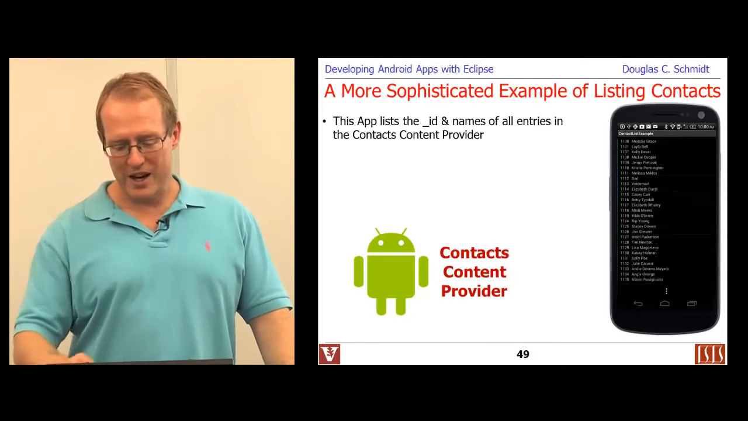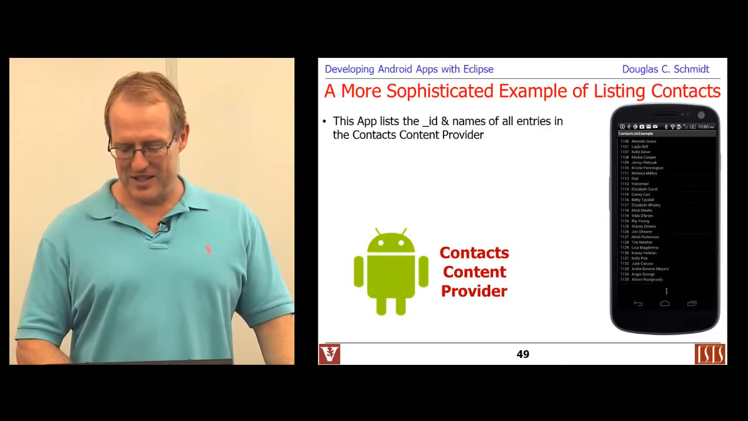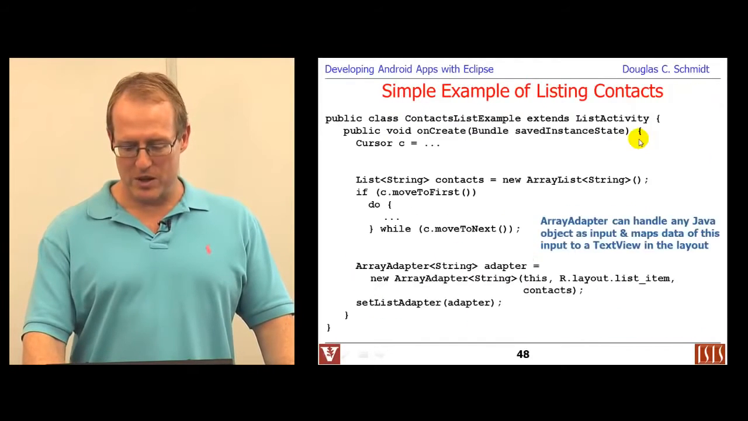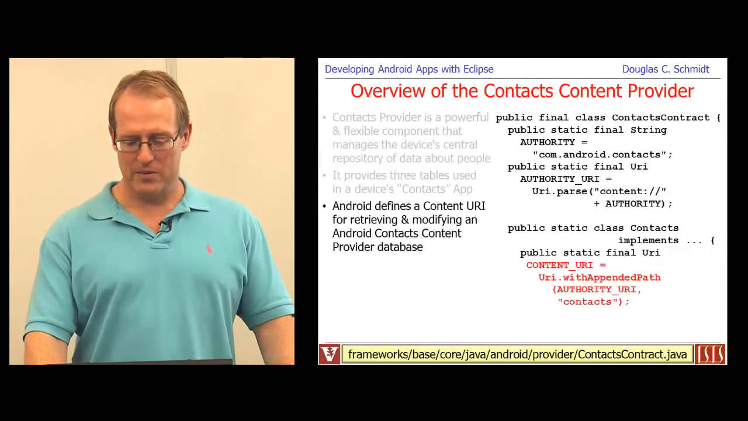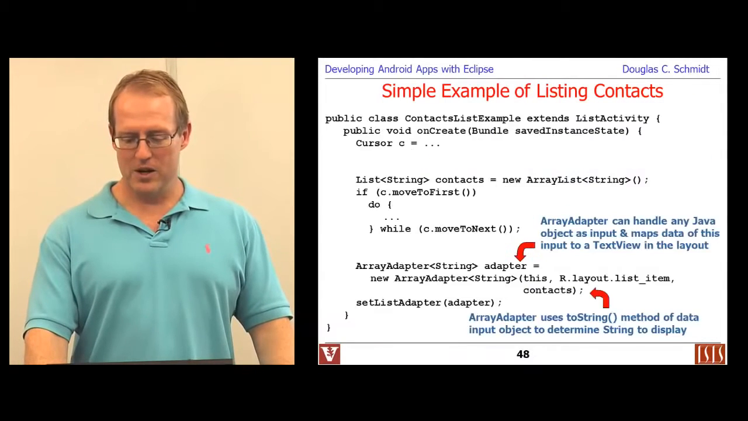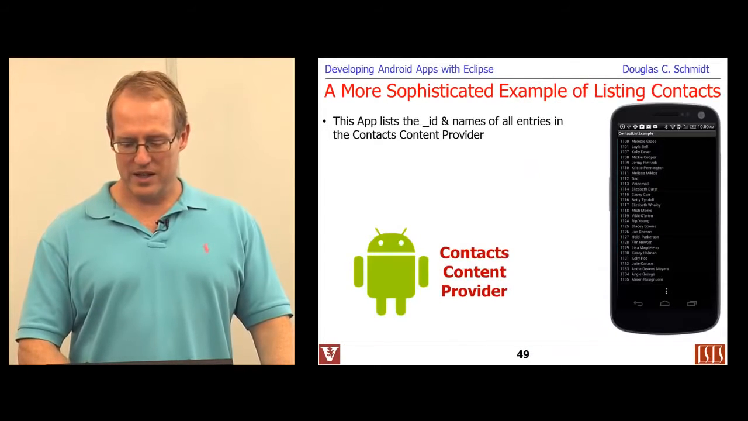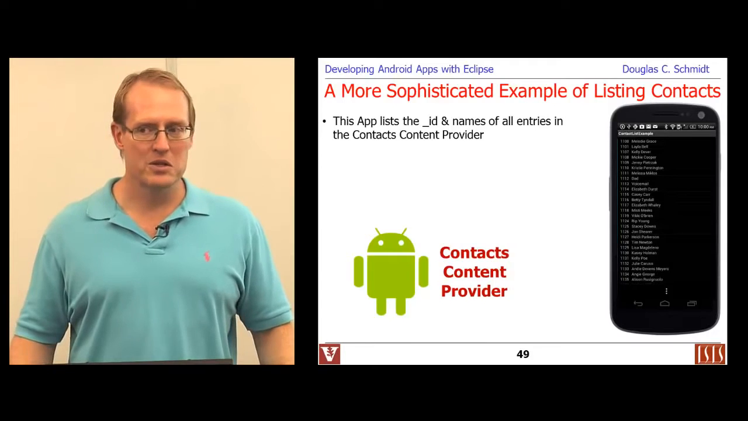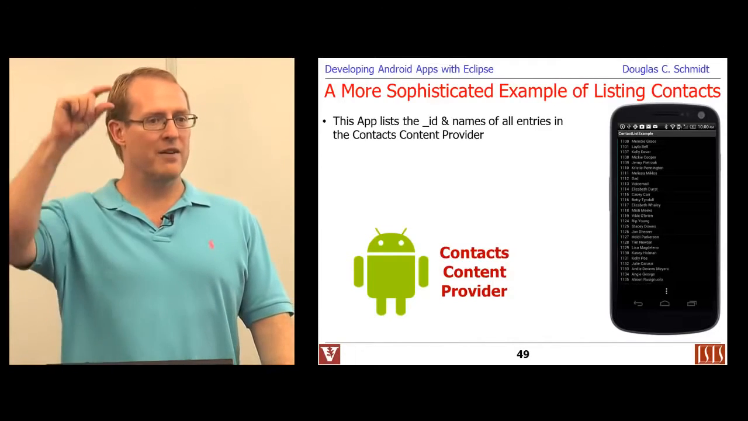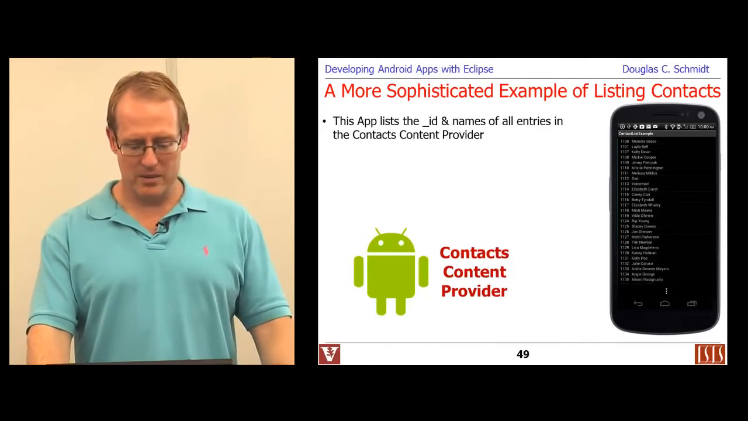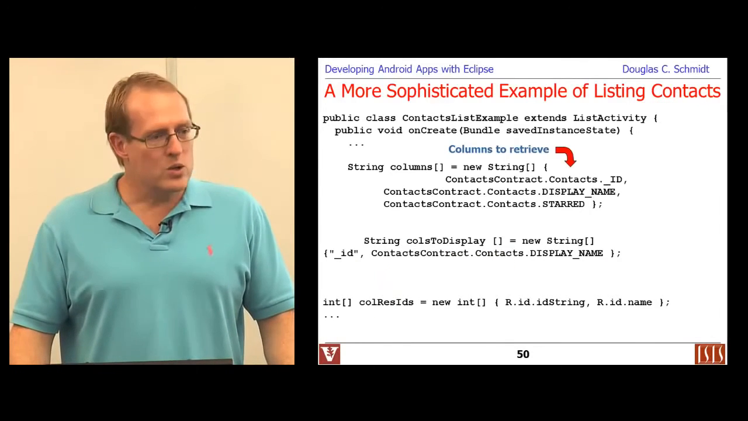If you looked really carefully at the example, what you would see is that unlike originally, where we had just dumped out the name of the person, what we end up with here is the names and the underlying ID number that Android uses as a way to uniquely identify every row in this particular database, the contacts database. So here's what we do.